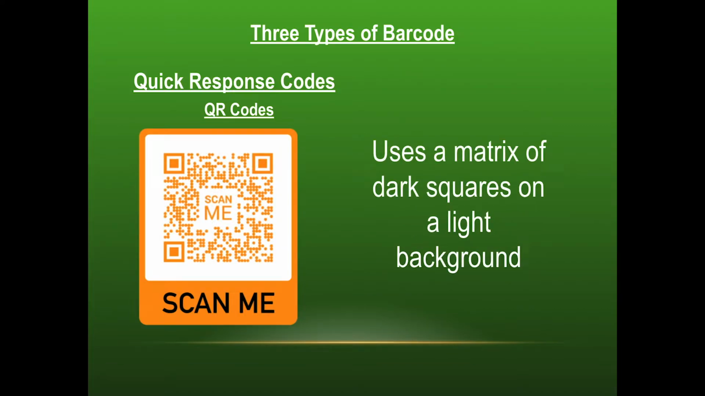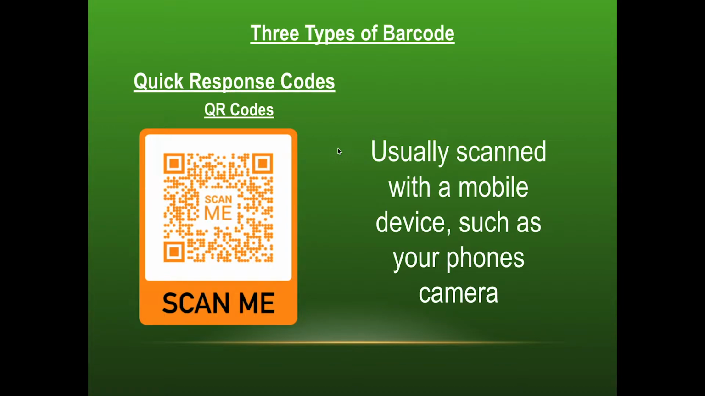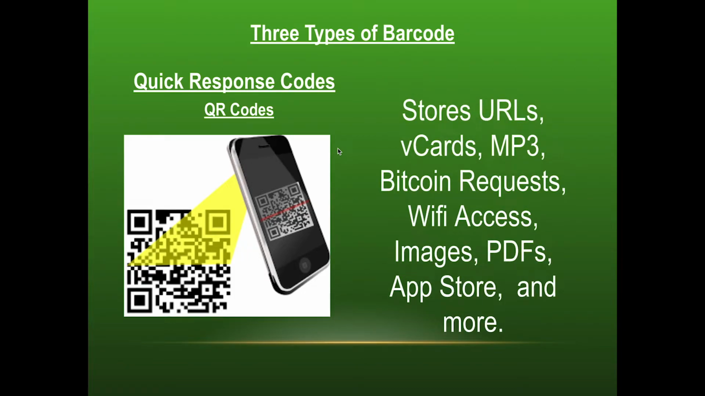Now, it's made up of a matrix of dark squares on a light background, and those can be all sorts of colors. This one, for example, is orange. It can be standard black and white. It can be a different color. It can even have an image on top of it. Now, we usually scan this with our mobile phone or an iPad. It can store the most out of all of these barcodes, over 7,000 digits. So that again makes it a really small and cheap medium for businesses to use. It can store so many different types of data: URLs or a web address, vCards, which is like a contact card, whole MP3 songs, Bitcoin requests if you need to ask for some money. You could put a Wi-Fi access code on there if you had, like, a cafe and you wanted to quickly access the Wi-Fi code.